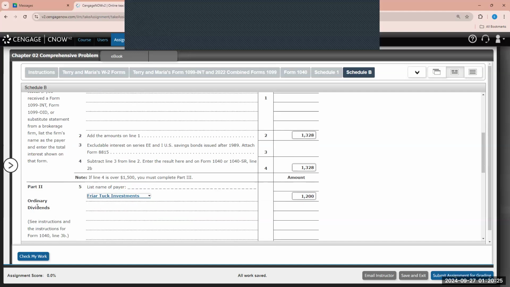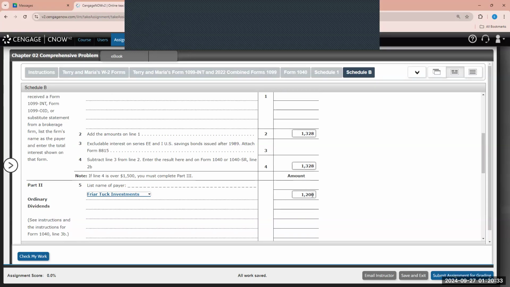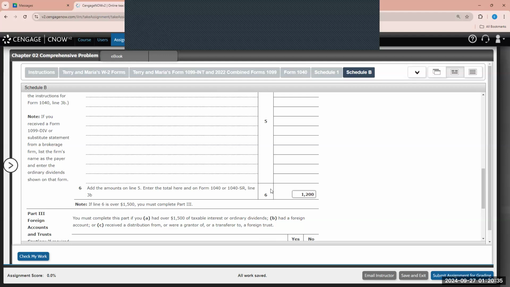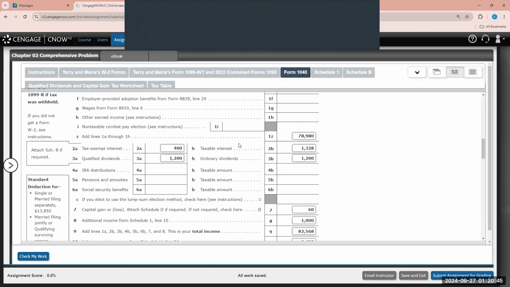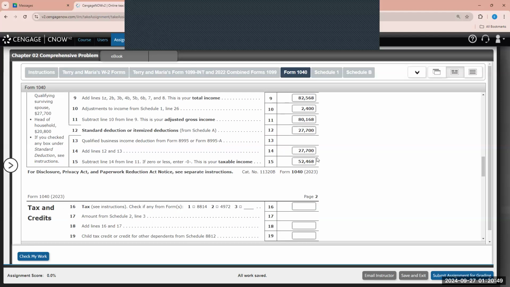Next represents our ordinary dividends. Fire Truck investments, we received a 1099-DIV, and box 1 for ordinary dividends was $1,200. And then we add all of the amounts on line 5. This was the only amount, and then we transferred that amount to line 3B on the Form 1040. So 1,328 and 1,200.